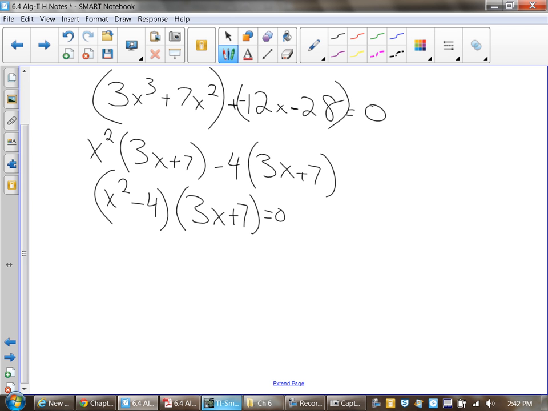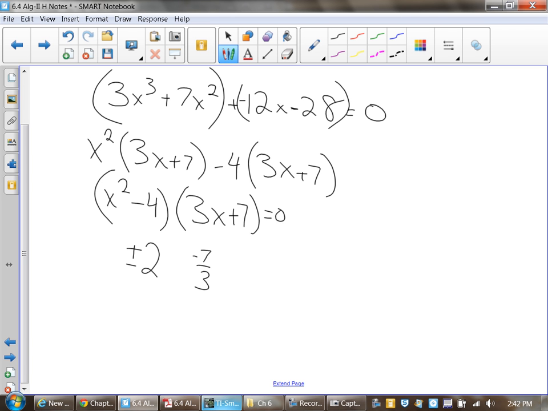What's your 0 going to be here for x squared minus 4? Plus or minus 2. And the other 0 is going to be subtract 7, divide by 3. And there's your 3 zeros. It's just the same style of factoring that we've been working on. All the rules still apply. None of that has changed. You're just going to have an extra step here or there.